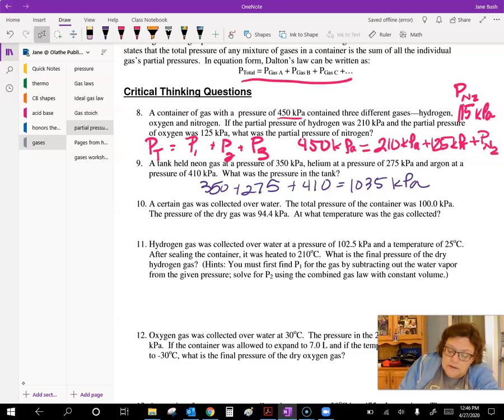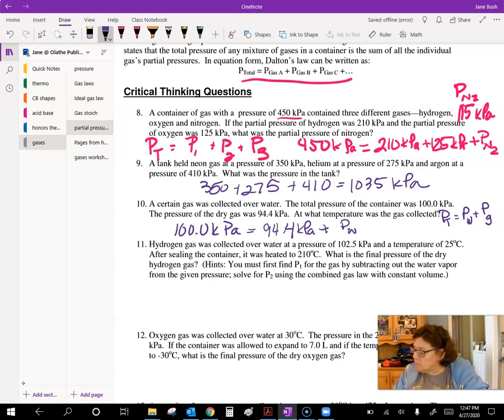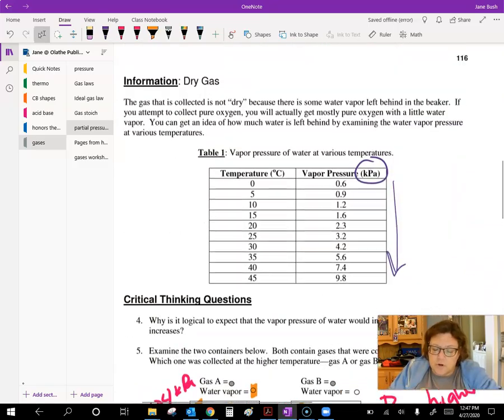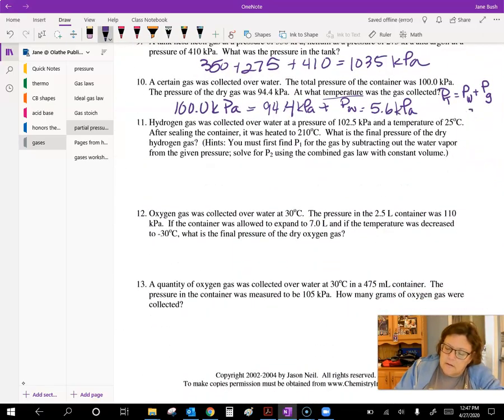Number 10, a certain gas was collected over water. The total pressure of the container was 100 kilopascals. The pressure of the dry gas was 94.4. So remember, we're dealing with total pressure is equal to the pressure of the water plus the pressure of the gas. So 100 is equal to 94.4 plus the pressure of the water. Solve for the pressure of the water, we get 5.6 kilopascals. But that's not what the question is asking. It wants to know what temperature that was. So we go back to our temperature chart. 5.6, it was collected at a temperature of 35 degrees Celsius.